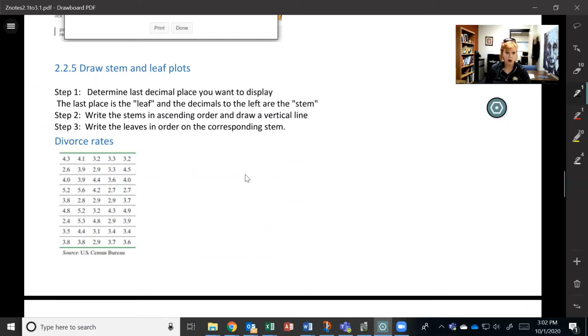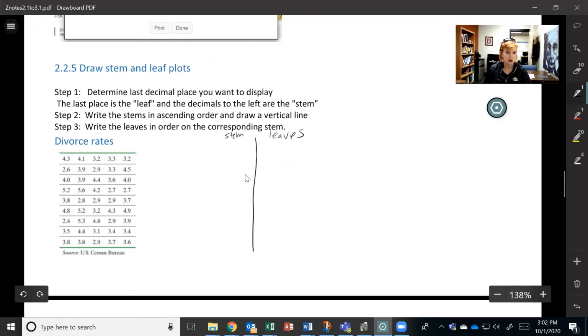First, you're going to determine what is called your stems and what's your leaf. Basically I have two decimal places here: the ones place and the tenths place. With a stem and leaf plot, you're always reporting at least two decimal places, but we could do it for bigger numbers, all right? But my stem is going to be my whole numbers. So on the left side is going to be my stem, and over here are going to be my leaves.